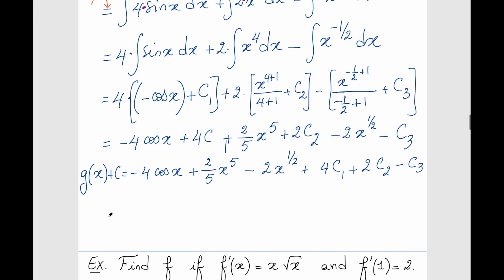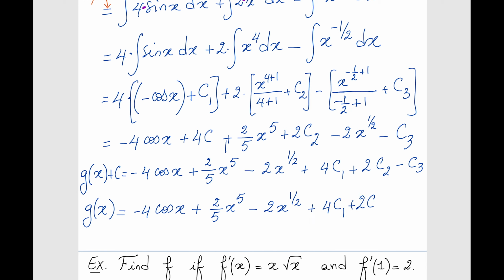So what do we get? We get that gx, let's subtract C from both sides. We get that gx is equal to minus 4 cosine x plus 2 over 5 x to power 5 minus 2x to power half plus 4c1 plus 2c2 minus c3 minus c. Remember, I was subtracting c from both sides? We get this. And as we said, c, c1, c2, and c3 are arbitrary constants.